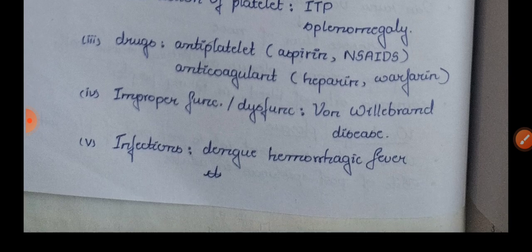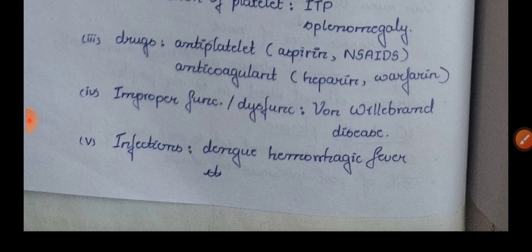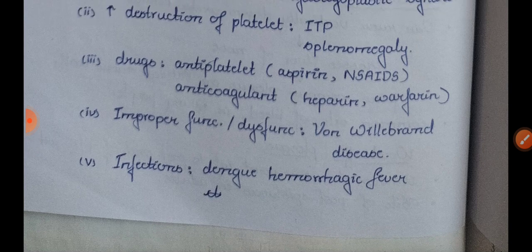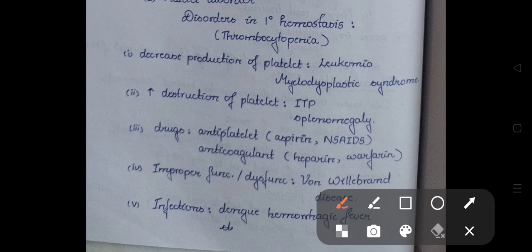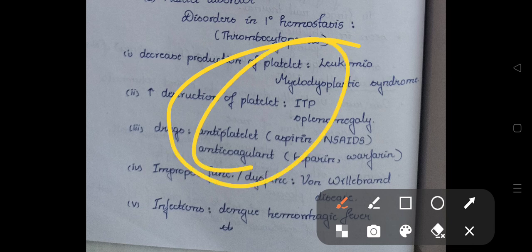Improper function, or dysfunction, as in von Willebrand disease. Okay, infections like dengue and hemorrhagic fever. Okay, all these are conditions in which platelets are defective, or decreased, or destroyed.